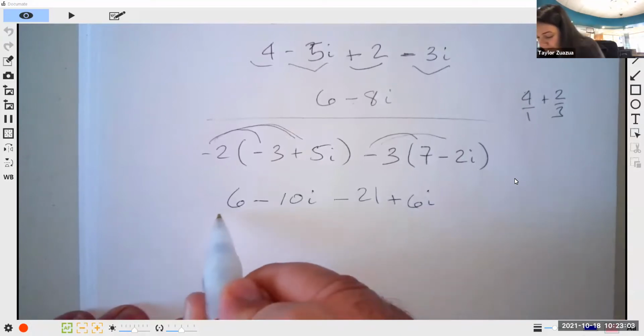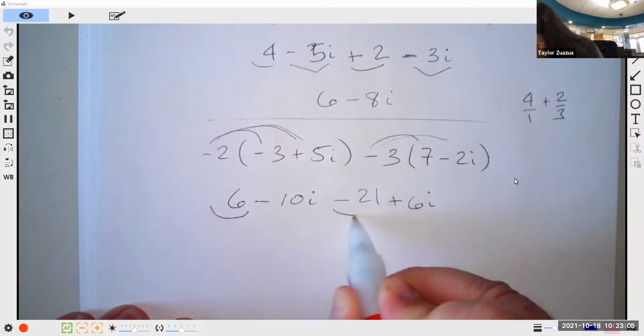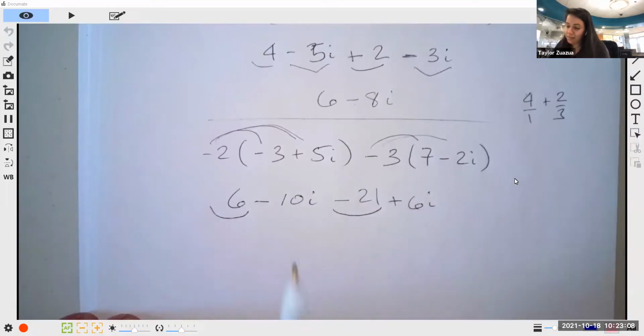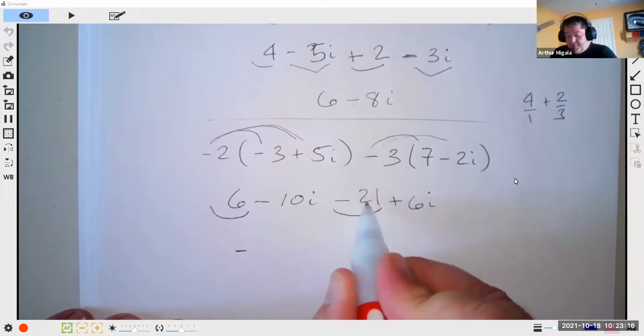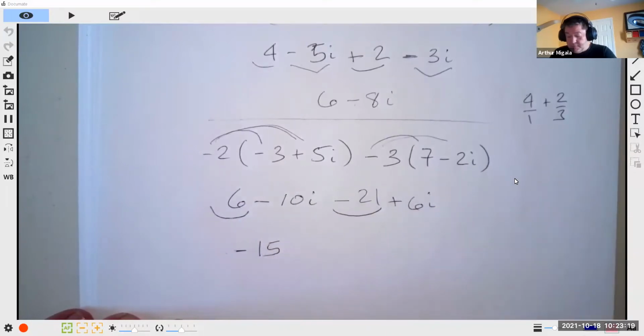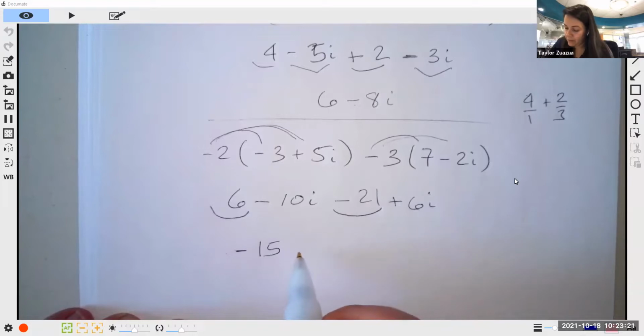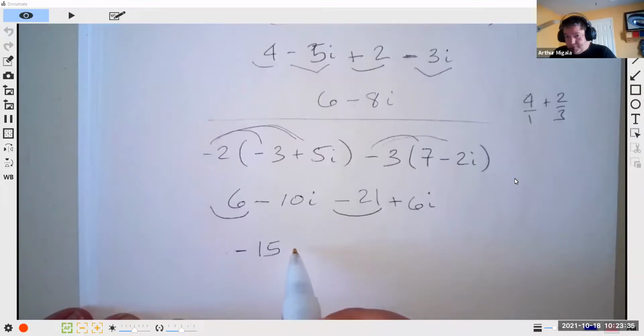So then you combine like terms. So 6 minus 21, was that negative 15? Right. 21 is bigger, so it's negative. 21 minus 6 is 15. Negative 15, and then it's negative, what is that? Negative 4. Negative 4 what? I. Right, yes. Because 10 is bigger than 6, it's negative. 10 minus 6 is 4i.